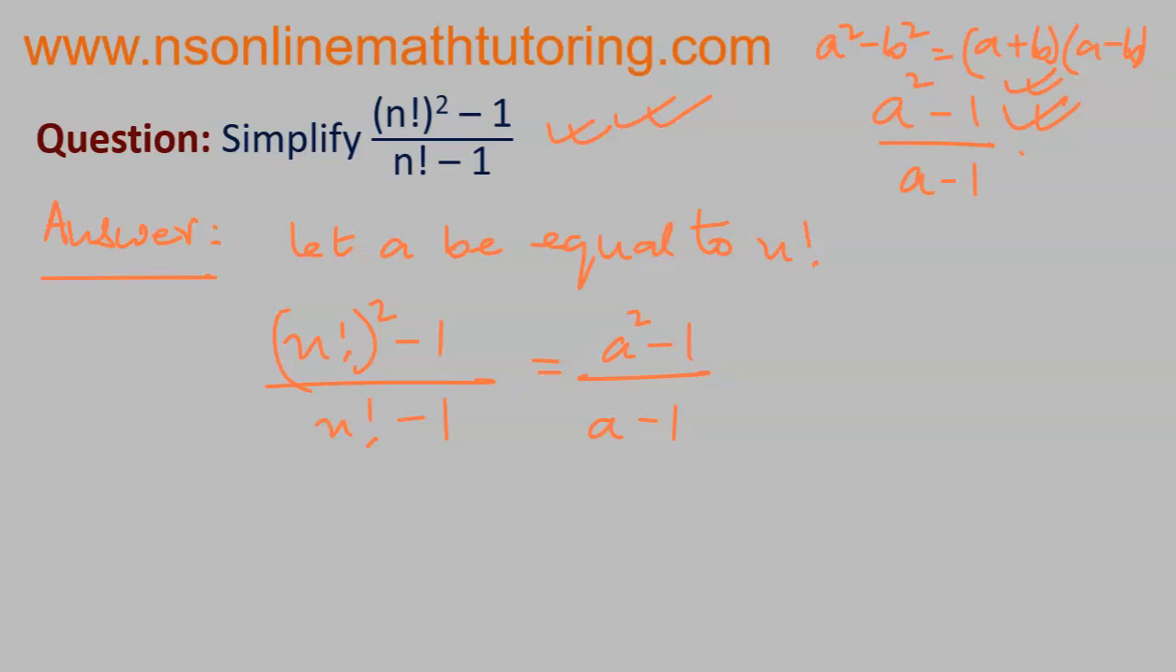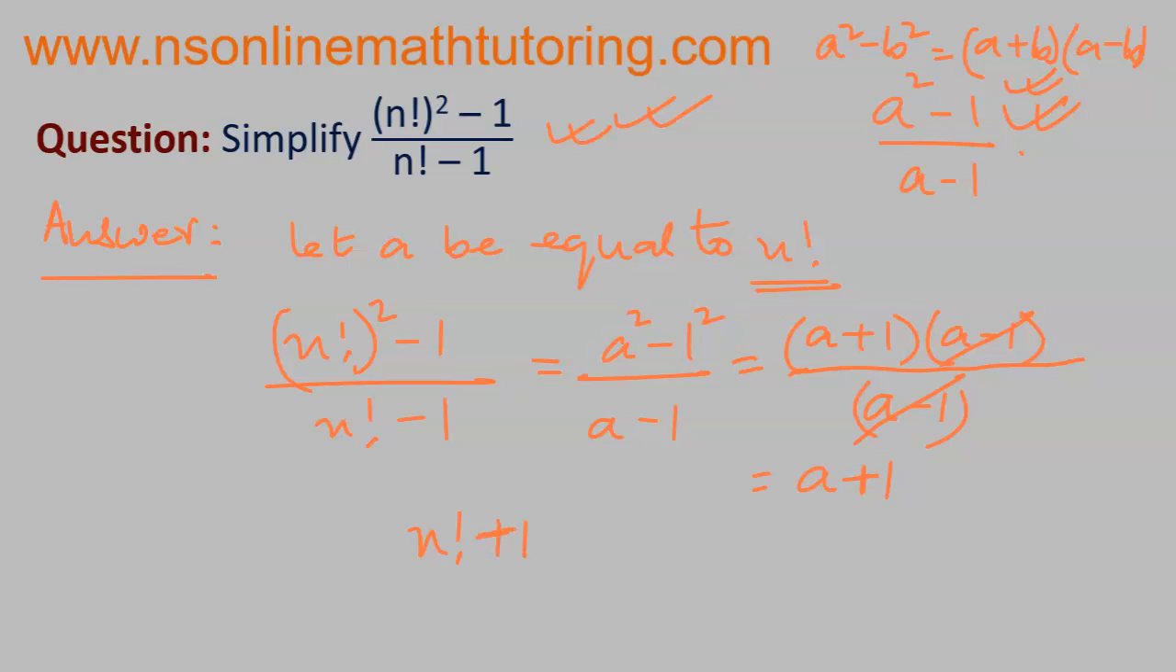Now, this 1 can be thought of as 1 square. Okay. So, this is a square minus b square where b is equal to 1. So, the numerator becomes a plus 1 times a minus 1 and the denominator is a minus 1. Okay. Now, we may cancel these two and our answer will be a plus 1. So, what is the value of a? It is n factorial. Therefore, our answer is n factorial plus 1.